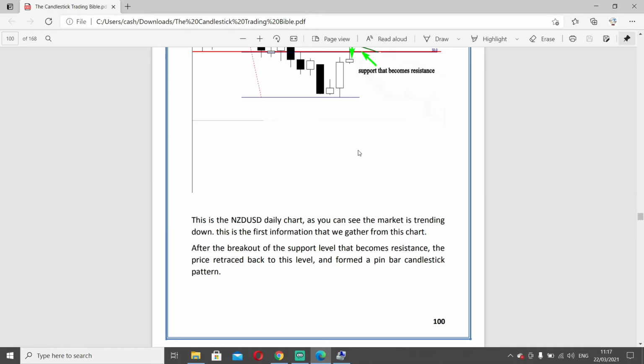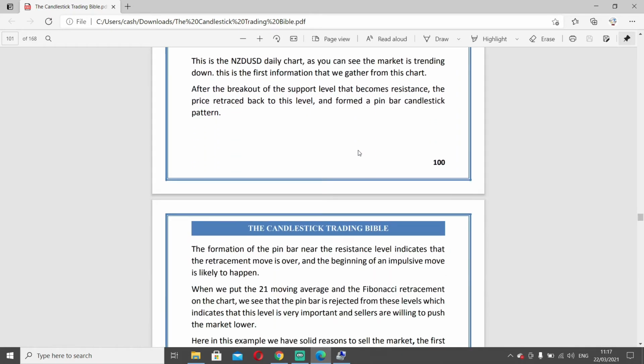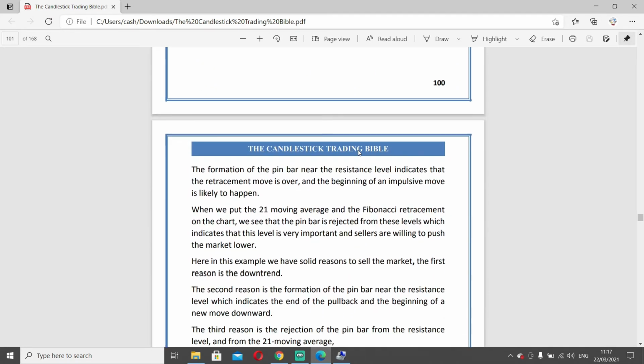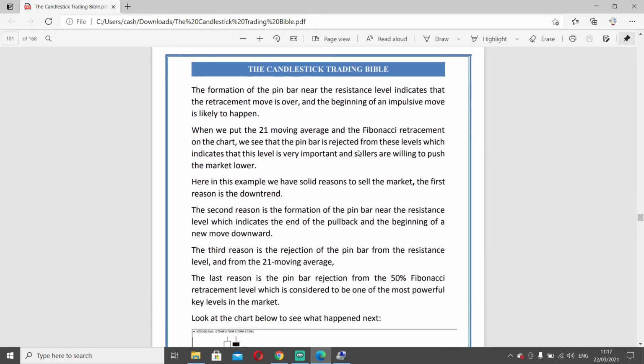After the breakout of the support level that becomes resistance, the price retraced back to this level and formed a pin bar candlestick pattern. The formation of the pin bar near the resistance level indicates that the retracement move is over and the beginning of an impulsive move is likely to happen. When you put the 21 moving average and the Fibonacci retracement on the chart, we see that the pin bar is rejected from these levels, which indicates that this level is very important and sellers are willing to push the market lower. Here in this example we have solid reasons to sell the market.